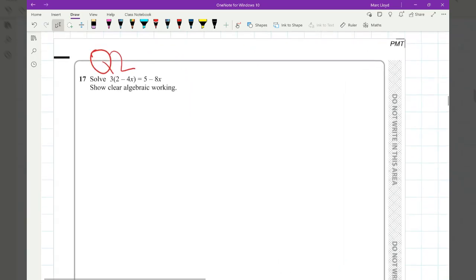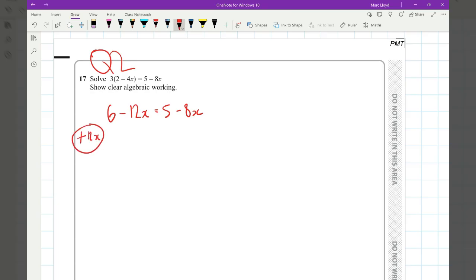Okay, question 2. We've got to find x. The first thing we need to do is expand that bracket. So 3 times 2 is 6. 3 times negative 4x is going to be negative 12x. And that equals 5 minus 8x. Now we have to get rid of the lowest value of x, and the lowest value of x isn't the 8x, it's the negative 12x.